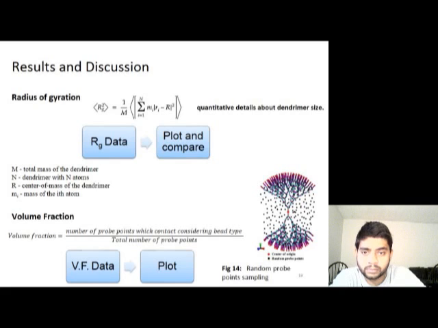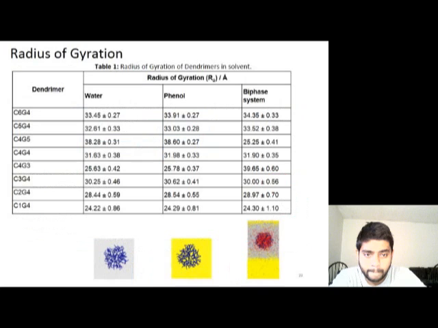We use different parameters and methods to determine the structure and behavior of the dendrimer. We use radius of gyration value, which means how much the mass is spread from core to outside of the dendrimer, and also we use void volume fraction to determine how much void space is contained inside the dendrimer. And this is our radius of gyration values.